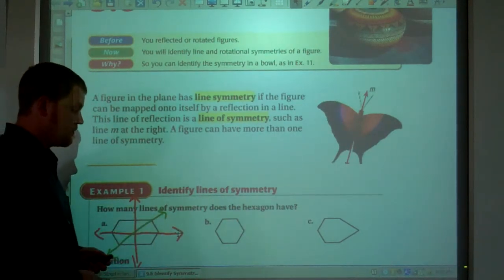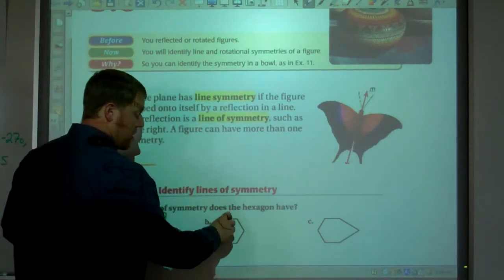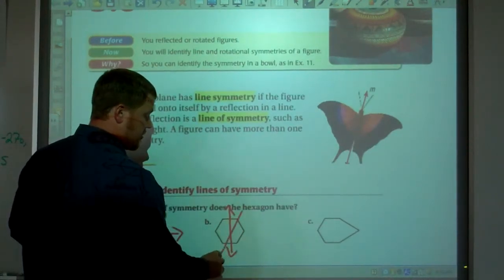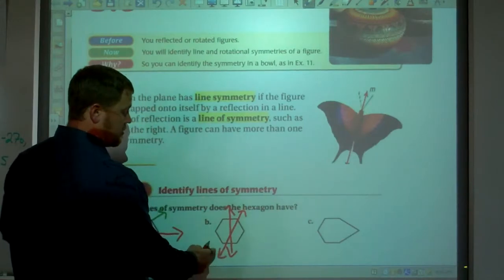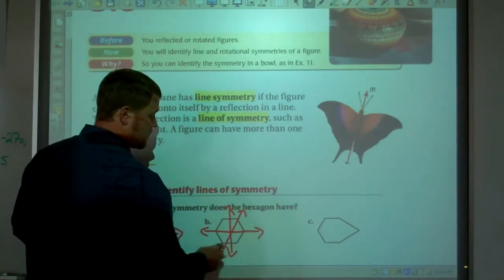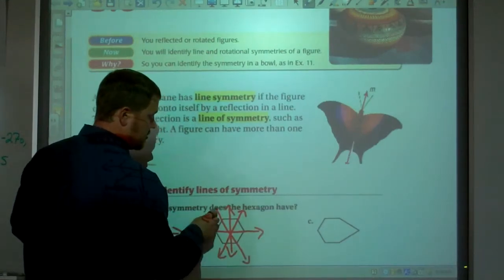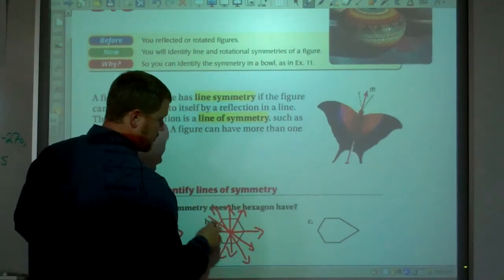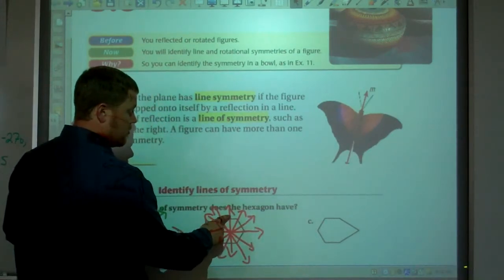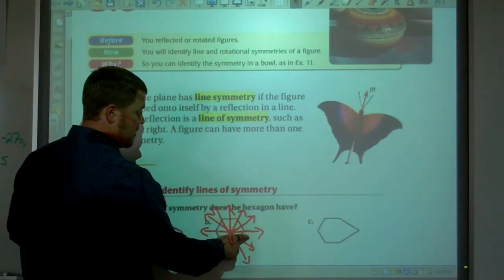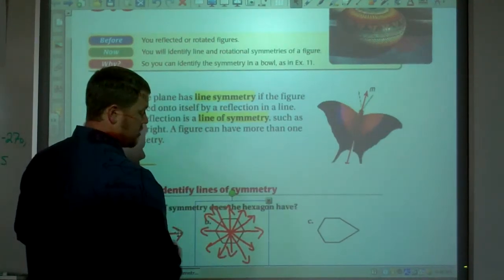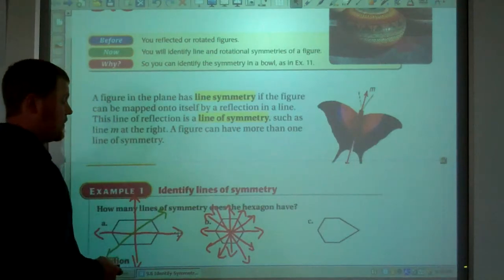This hexagon, if we take a look at this one, we've got a line of symmetry here. If I draw a line through the points, it will give me a line of symmetry, as well as through the faces. So how many lines? 1, 2, 3, 4, 5, 6. And that's that line, which I've already counted. So 6 lines of symmetry.